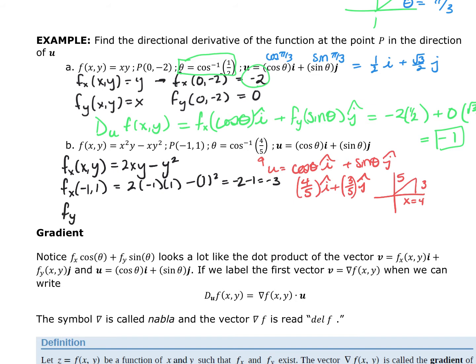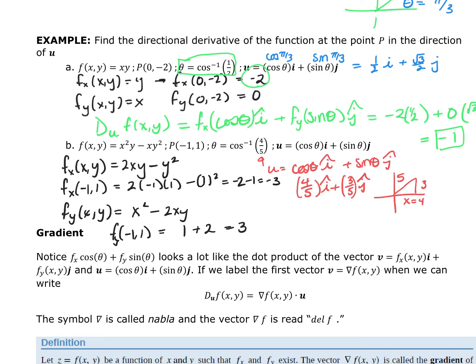I'm going to do the partial derivative of my function with respect to y, which is going to be x squared minus 2xy. I'm going to evaluate this at the point -1, 1, which gives me 1 minus becomes +2, so it's +3.